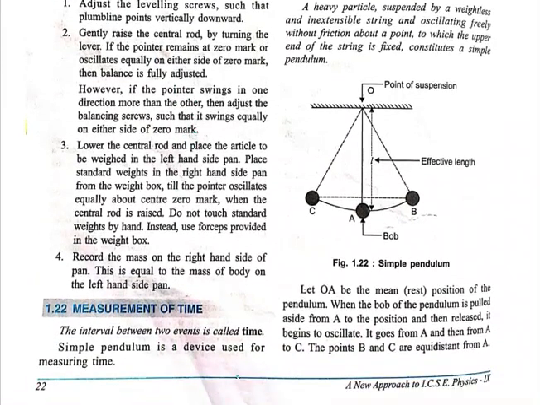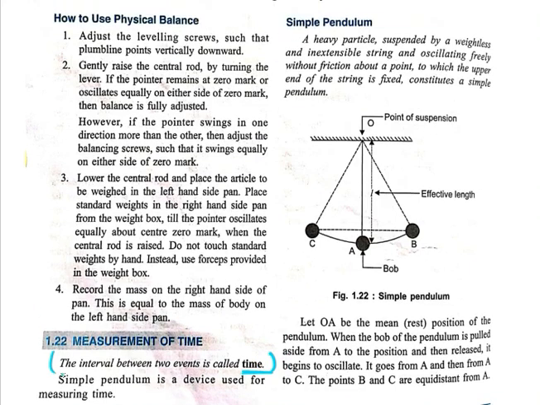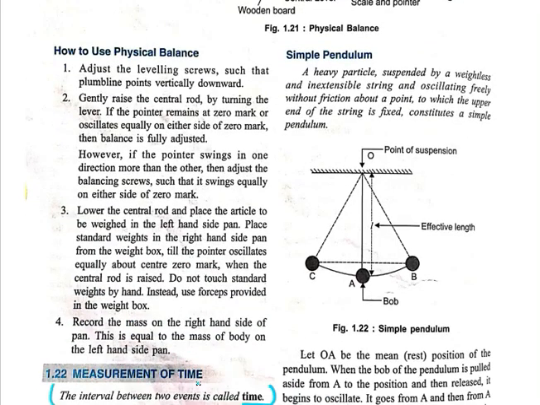Measurement of time. So what is time? This is the definition of time: it is the interval between two events. That interval between two events is known as time. And a simple pendulum is a device for measuring time. It is a device which is used to measure time.